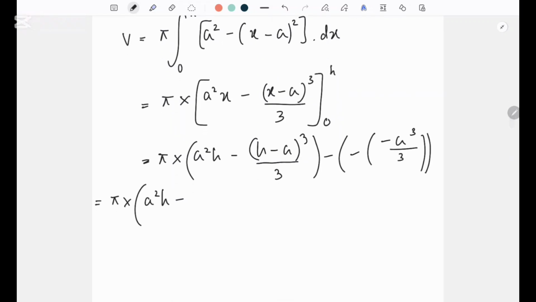So you can expand this using binomial expansion, but I'm not going to do that because it takes time. I'm just going to straight away write in the expansion. But if you guys need help with that, please drop a comment. I'll help you guys with that.